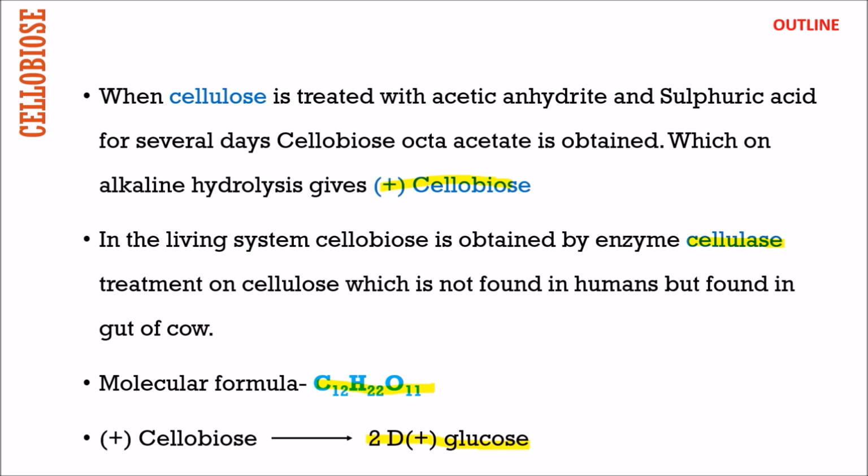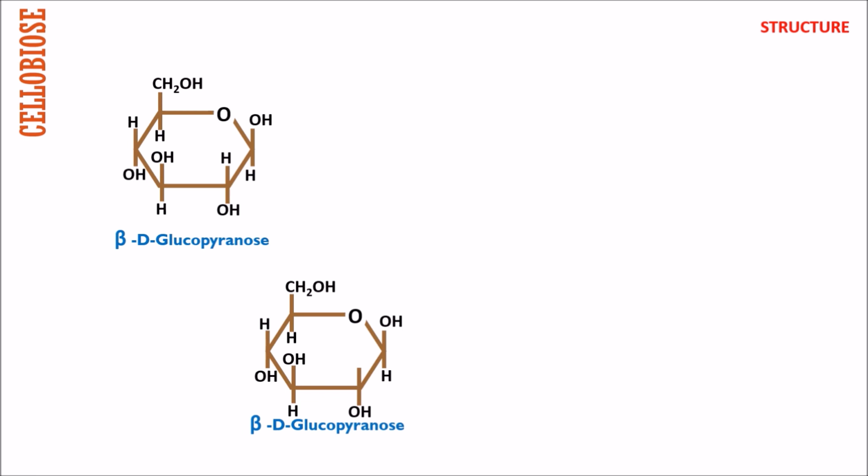Thus the cellobiose has beta glucoside linkage present, as the maltose also has glucose plus glucose monosaccharide, but it has alpha glucoside linkages, while cellobiose has beta glucoside linkages. Now let us see the structure of cellobiose.